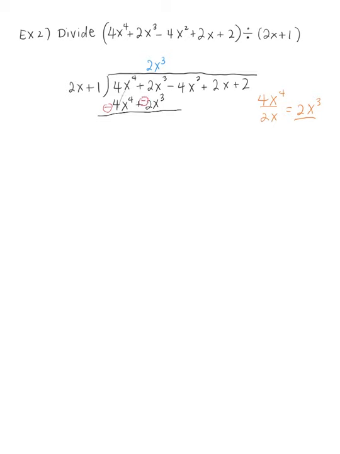So of course the first term better cancel out. Now if I add vertically, the next term is going to be 0, right? So I'm going to have a 0. So what we need to do next is to drop down our next term, which is negative 4x squared. So let me just drop that down. Then I'm going to drop down the plus 2x.